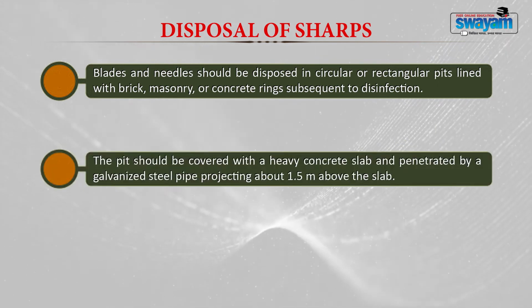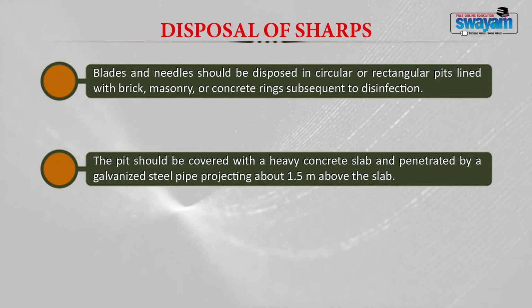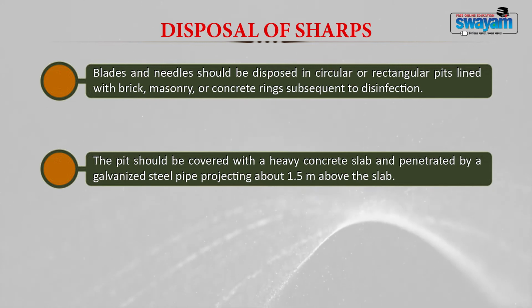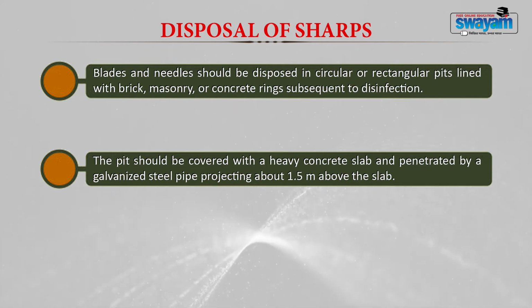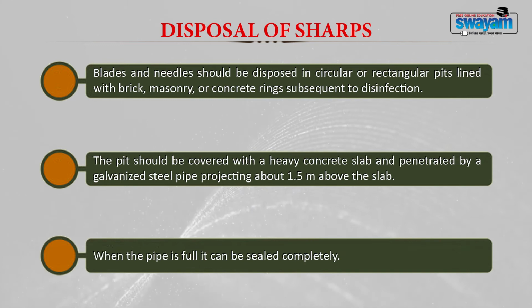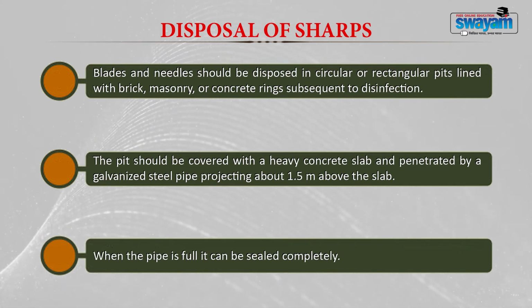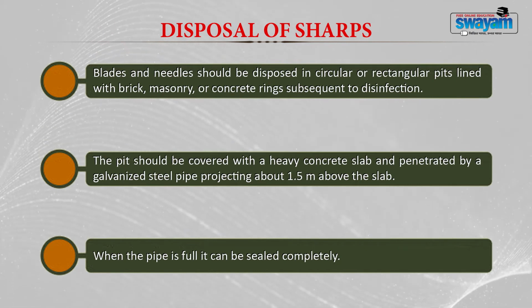Now, the pit is covered with a heavy concrete slab which is penetrated by a galvanized steel pipe. The pipe should project outside, with the height being around 1.5 meters above the slab. Through this pipe you add the waste. Once it is full, you seal the pipe completely. This is how sharps are disposed of.